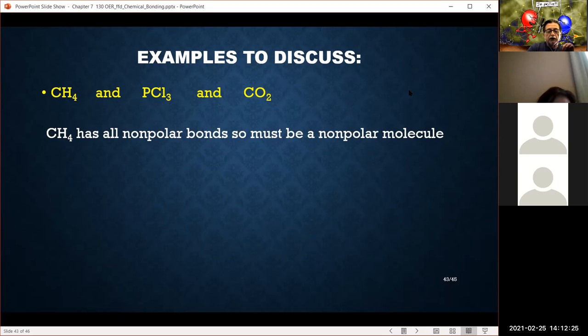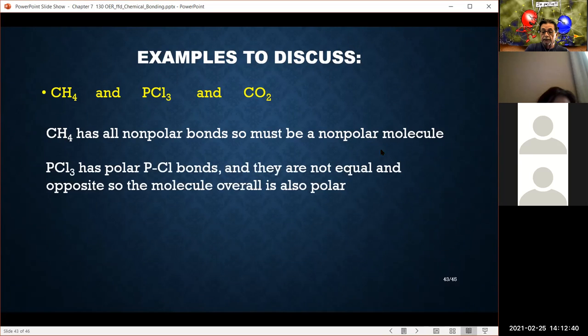It's very short. All right, methane, carbon and 4 hydrogen bonds. Carbon, hydrogen, there's 4 bonds around the carbon. Each one is nonpolar. So the molecule is nonpolar. Okay. Now, the phosphorus trichloride.